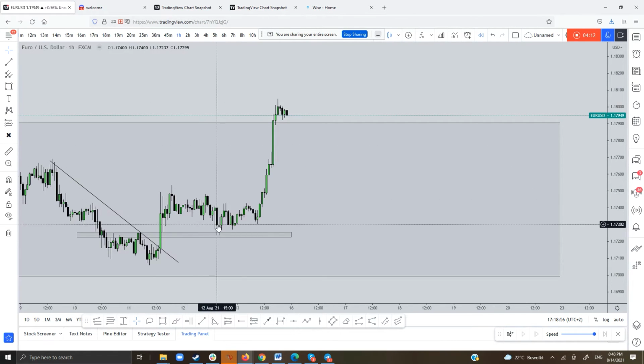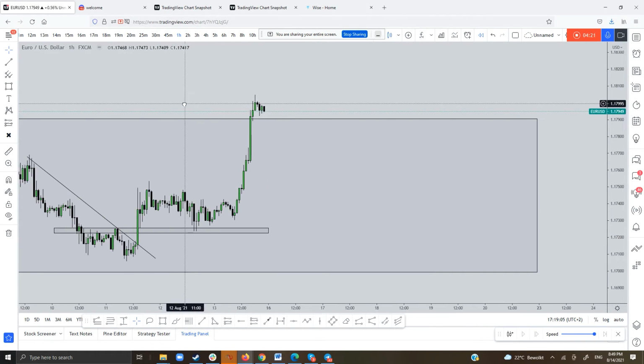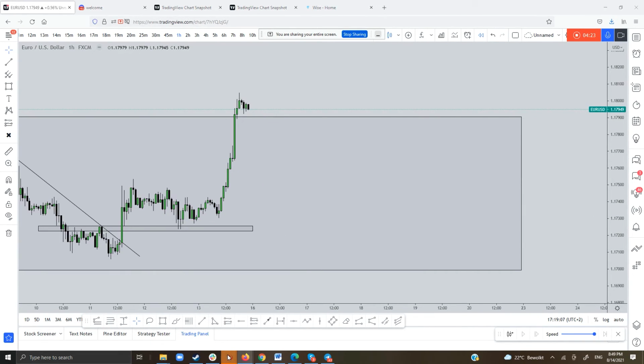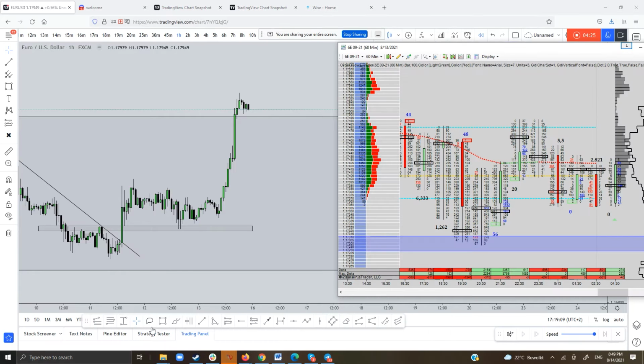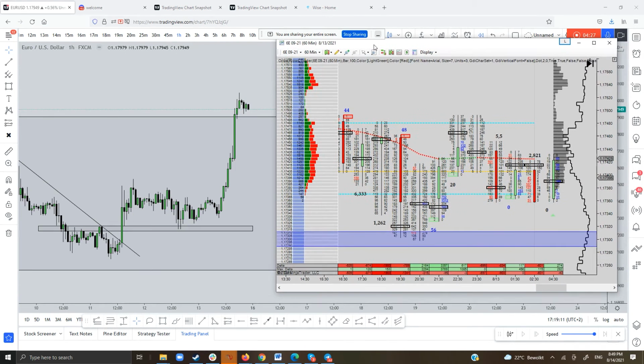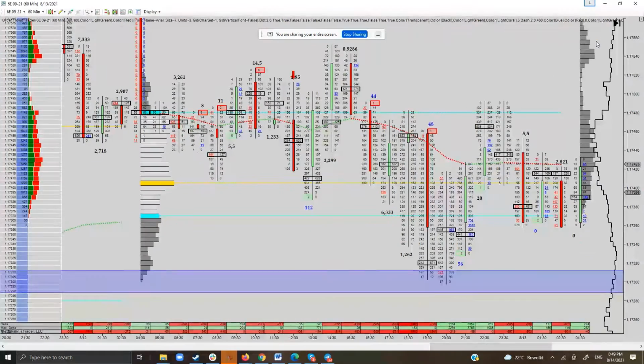When the price came into this zone, I did not take the trade because I was waiting for the order flow to tell me if there is a setup or not. Now let me pull out the order flow chart for you. This is a Euro USD order flow chart. In order flow we call it 6E, that is Euro futures. So when we trade Euro USD, we look into the 6E futures chart.